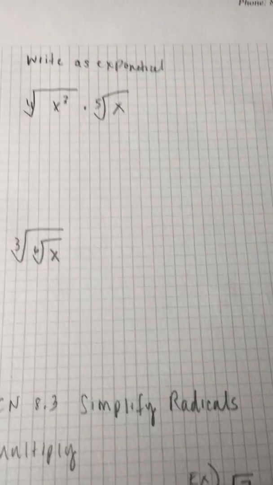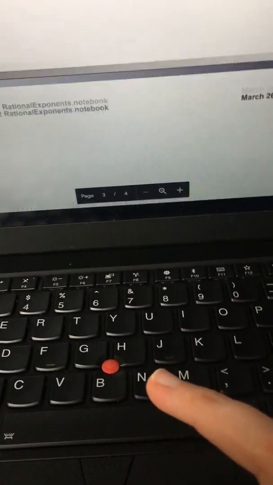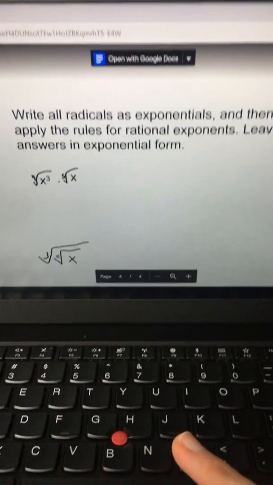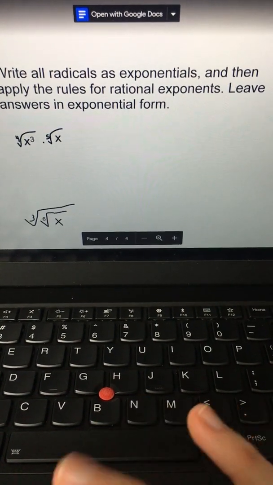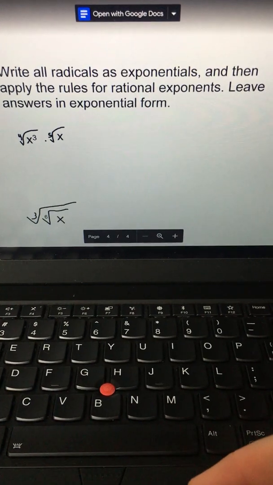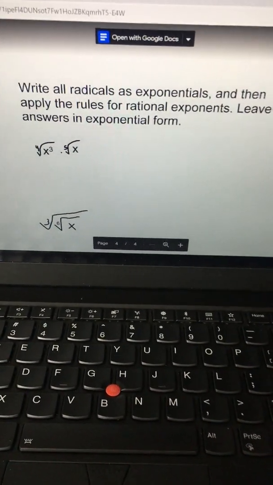Two more to go. Write as exponentials. I'm going to go to my notes on the computer. Write all radicals, because these directions are longer. Write all radicals as exponentials. So we're going to write with exponents, not with the roots. Apply the rules for rational exponents. Leave answers in exponential form. And if we're in exponential form, we want all positive exponents in the end.